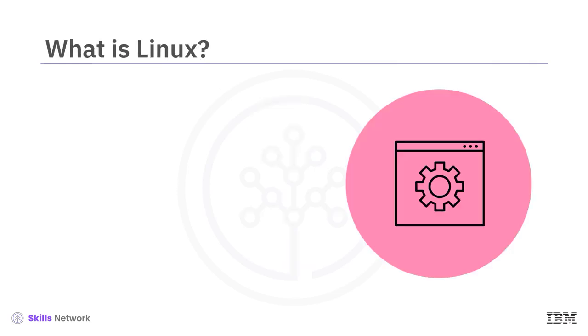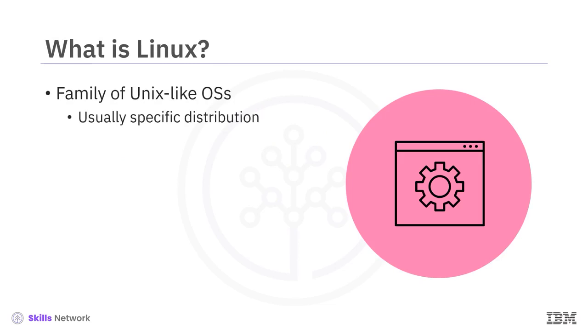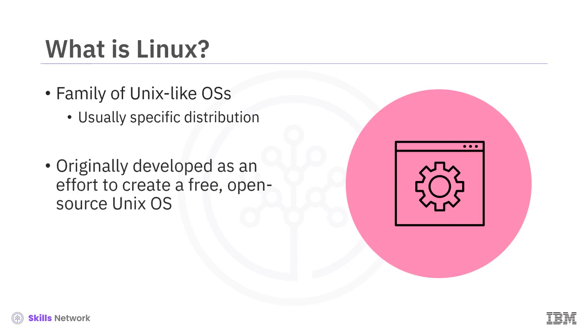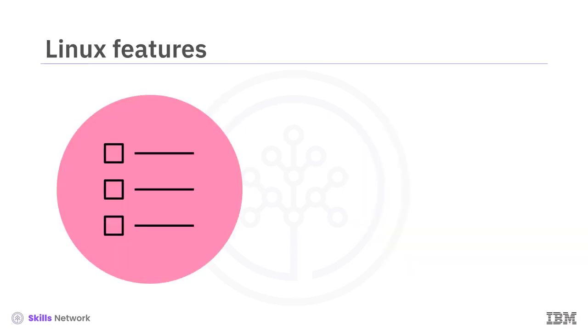So, what is Linux? Linux is a family of Unix-like operating systems. However, when referring to Linux, people are usually talking about a specific distribution or flavor. Linux was developed as an effort to create a free open-source version of the Unix OS. Key Linux features include the following.